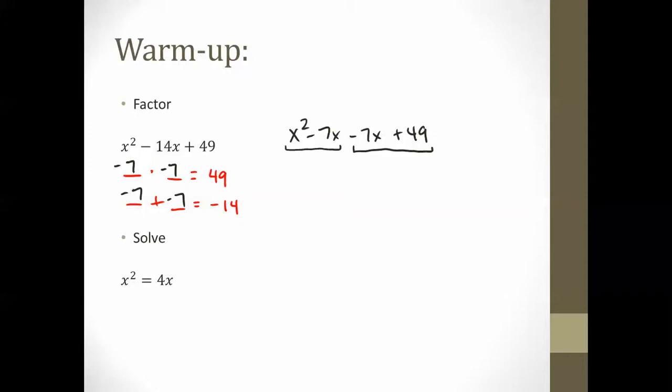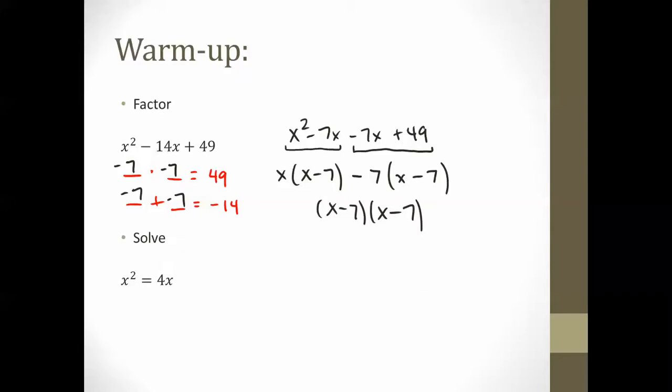The GCF for the first pair would just be x, and then you would be left with x minus 7 in parentheses. We're going to bring down the sign, which means ultimately we're factoring a negative out of the second pair, and we're factoring a negative 7 out of there. And if you do that, in parentheses you'll be left with x minus 7.